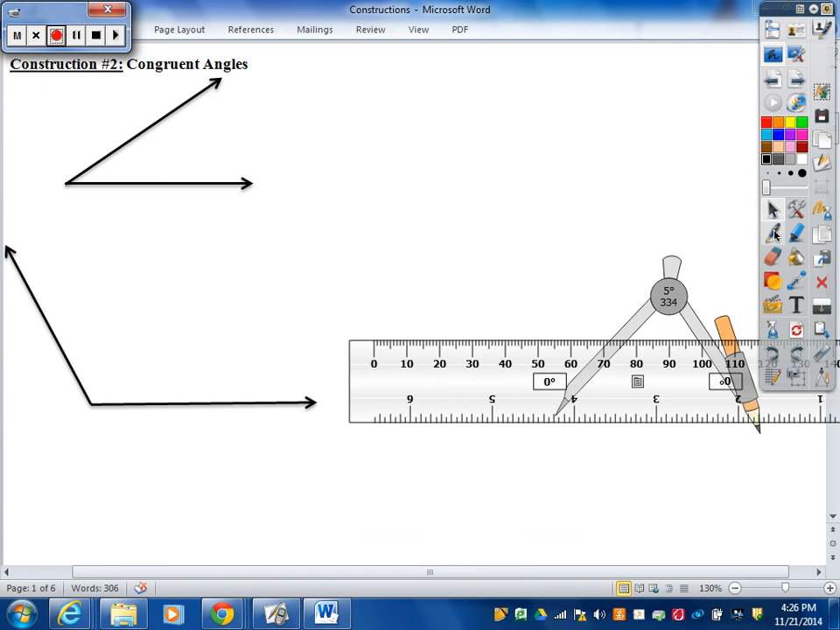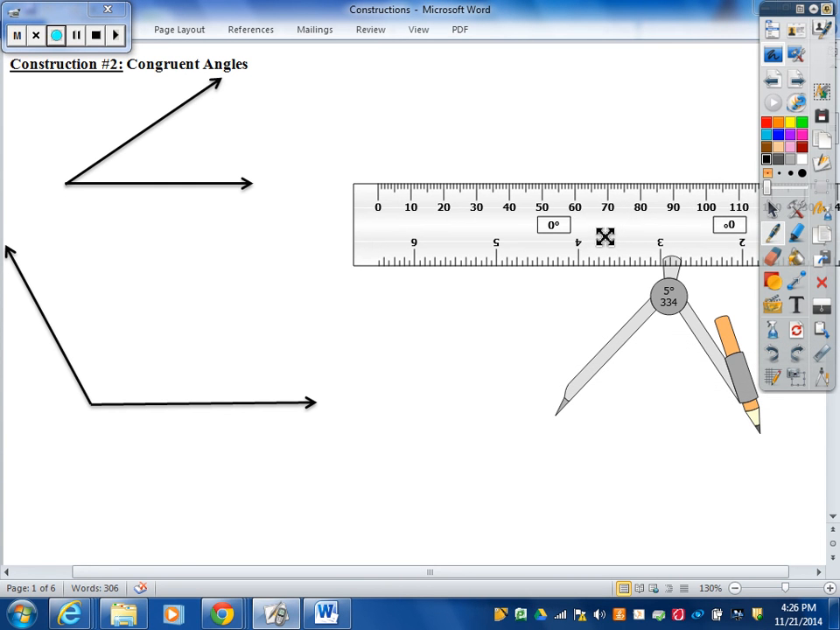All right, so hopefully that first construction was easy enough for you after you got a chance to practice the one on your own. Okay, so the next construction that we're going to do is we're going to construct congruent angles.